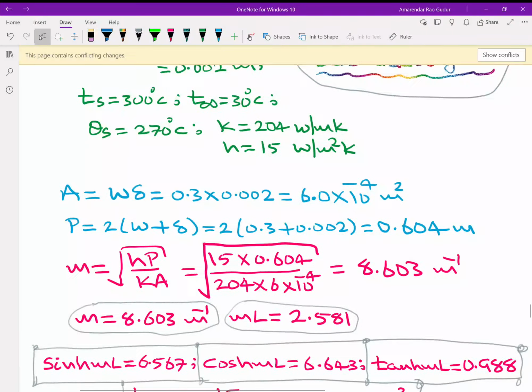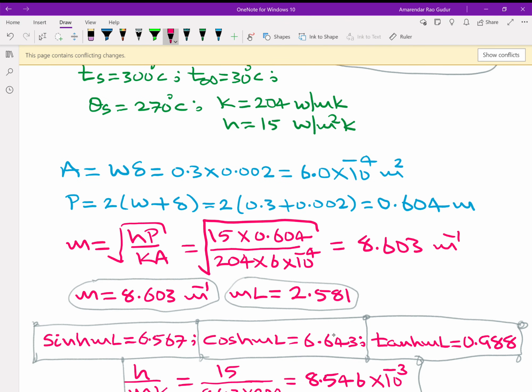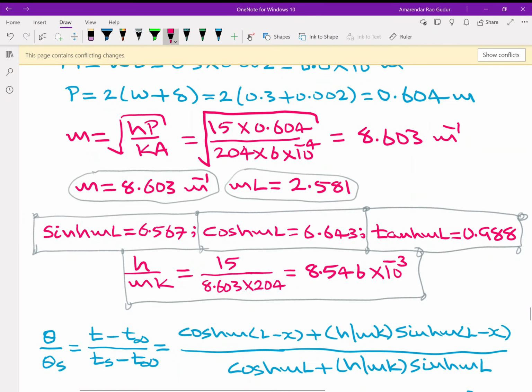Then first calculate m, root of hP by kA, 8.603. Then find mL, 2.581. Then calculate sinh mL, 6.567, cosh mL, 6.643, tanh mL, 0.988. Then h by mk, that's also required in uninsulated fins, 8.546 × 10^-3.